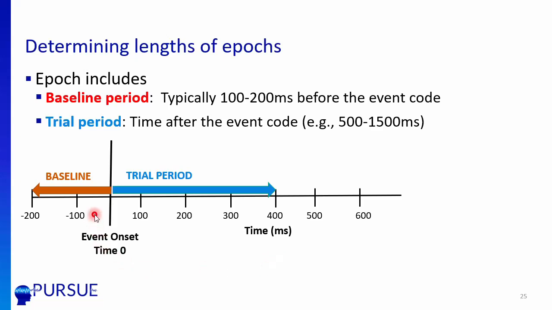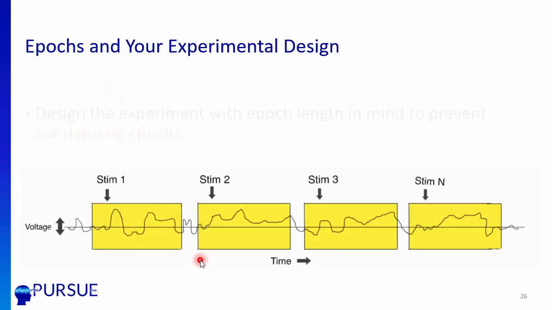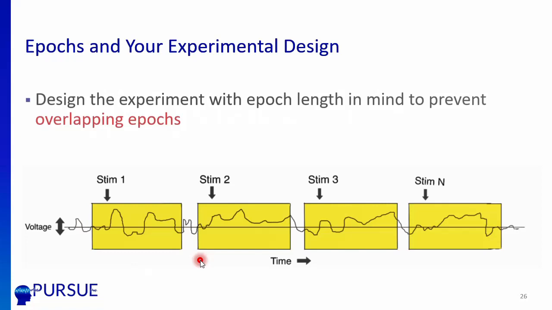The epoch also includes some sort of baseline period. Again, we typically use 200 milliseconds before the event code, and we're going to use that period to baseline correct our ERPs, and we'll get into that in just a second. So you want to design your experiment with the epoch length in mind to prevent overlapping epochs.